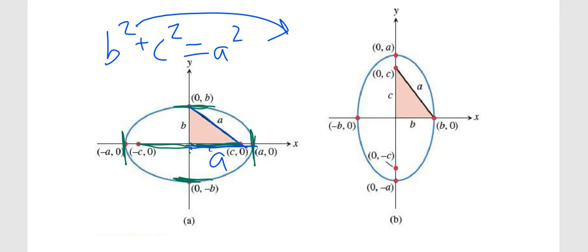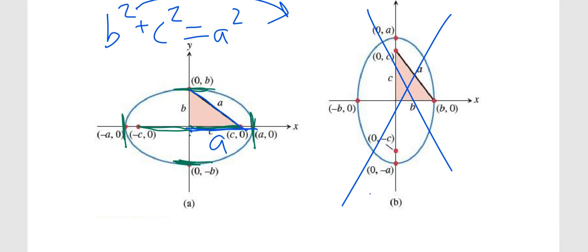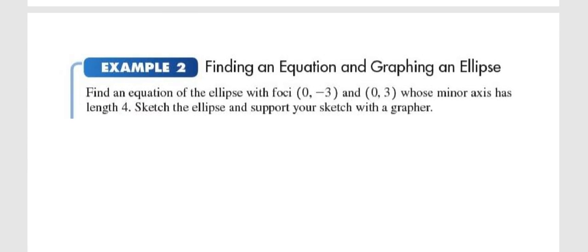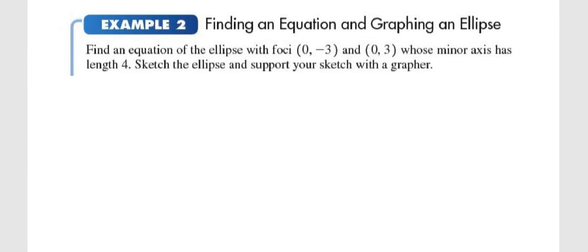What I don't like about what the book does is if you look at the picture on the right, they switch A and B. They want to claim that A is always bigger than B. After watching years of kids do this, I think you're much better off if you just stick with A being underneath X and B being underneath Y. That way you always know that A goes left and right and B goes up and down. So don't get caught up in switching A and B. It doesn't help you.